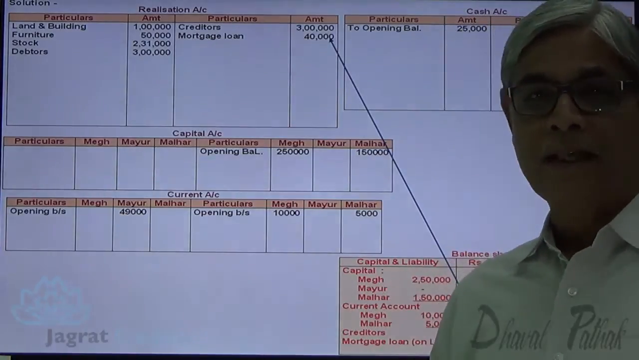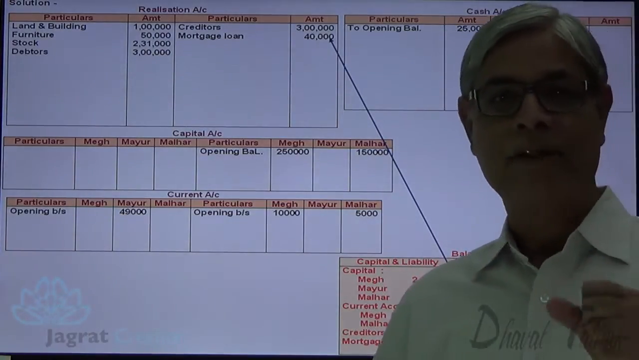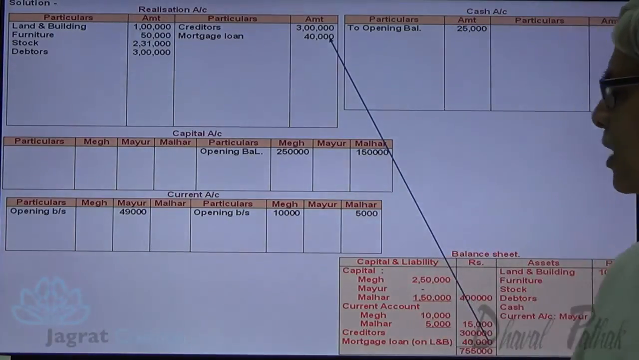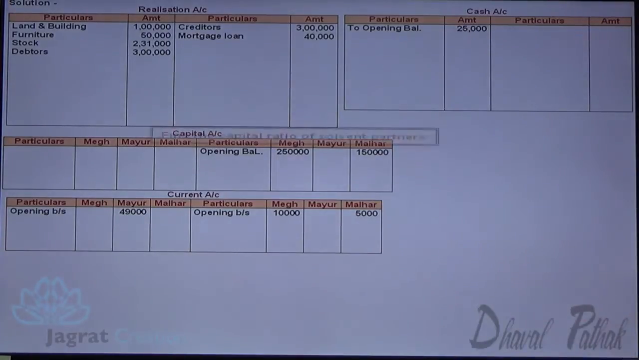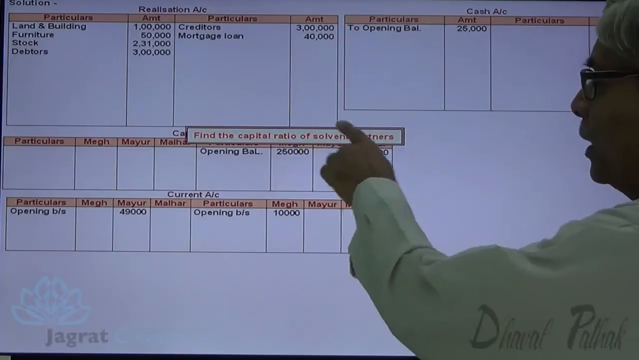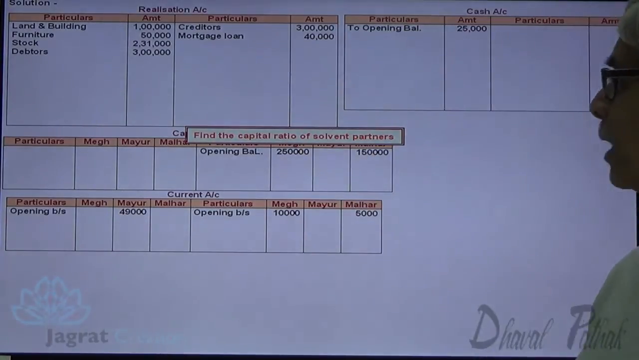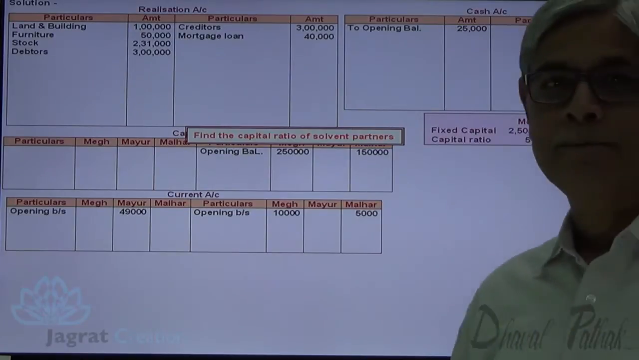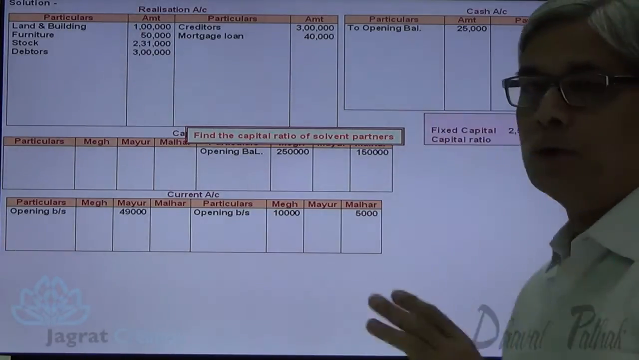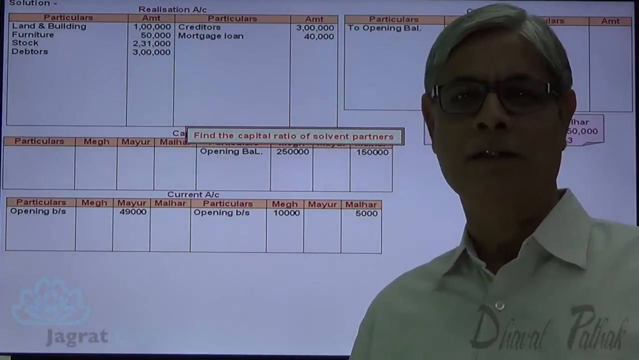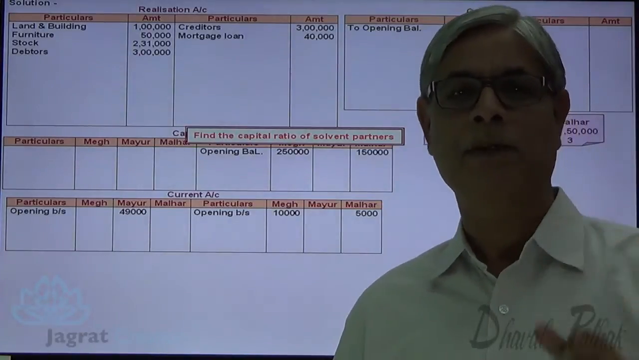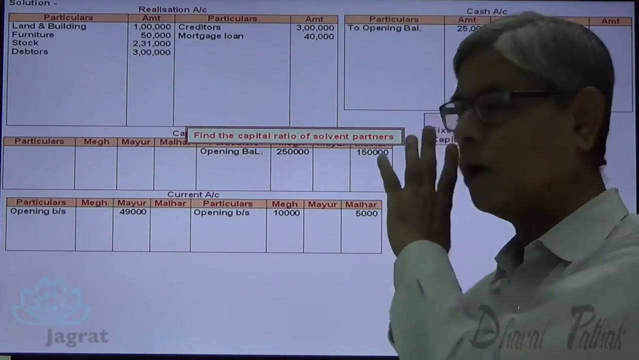Now, this is a sum on Garner versus Murray. The capital deficit of an insolvent partner should be borne by solvent partner with the ratio of capital. So first let me find out the capital ratio on the date of dissolution of the firm. So find the capital ratio of solvent partners on the date of dissolution. And here, notice that 2,50,000 and 1,50,000 ratio is 5:3. So capital ratio of solvent partner is 5:3. We should consider the fixed capital balance for the purpose of finding out the ratio. This current capital balance should be ignored for the purpose of finding out the capital ratio. Notice this is an important point.